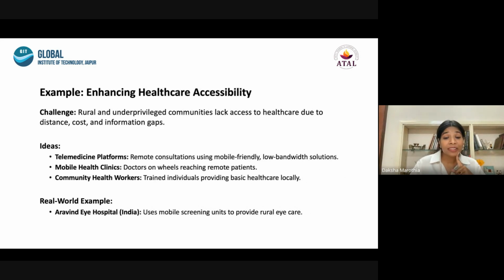Next example is enhancing healthcare accessibility. Has anybody here heard of Aravind Eye Hospital?